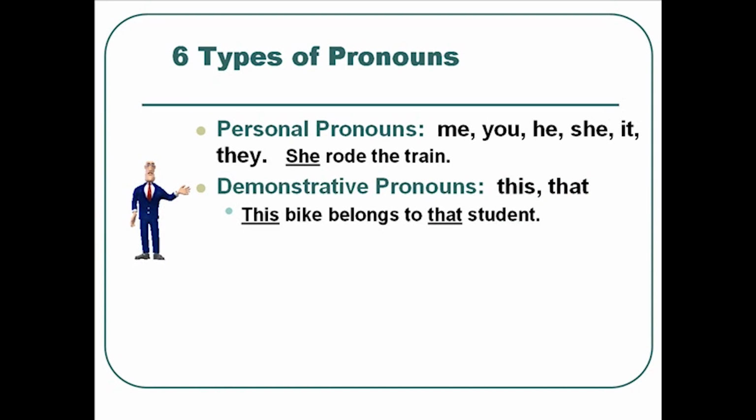A second type of pronoun is called the demonstrative pronouns. And these are pointer pronouns. They refer to when something's close, this, and when something's further away, that. An example of this would be: this spike belongs to that student, where this and that are demonstrative pronouns.